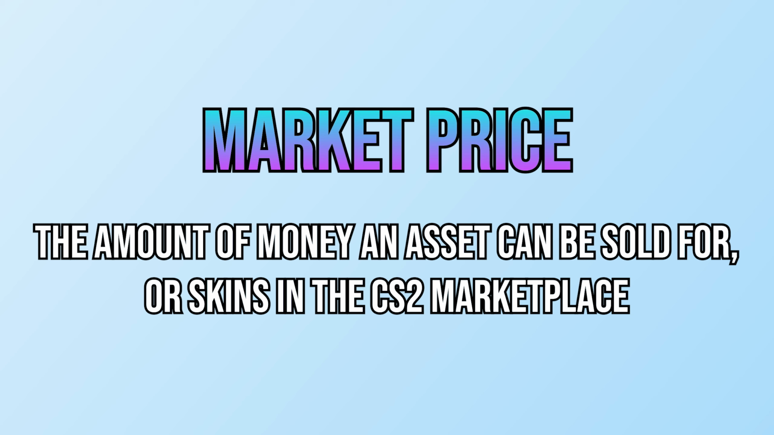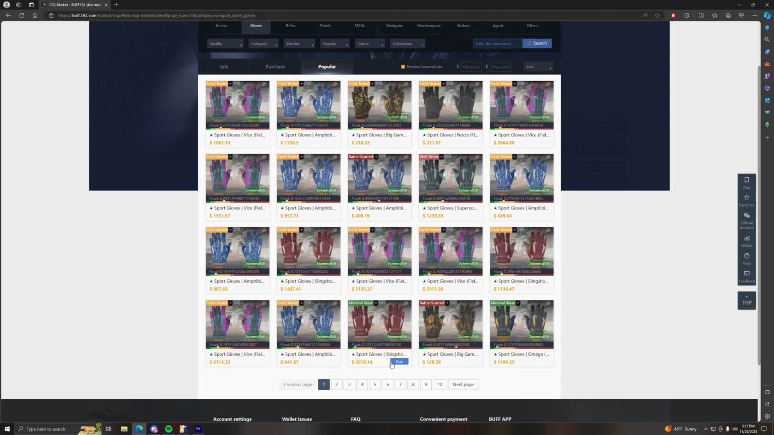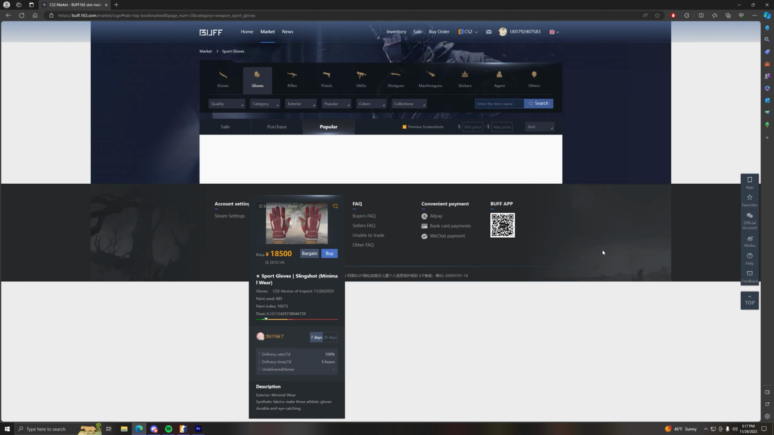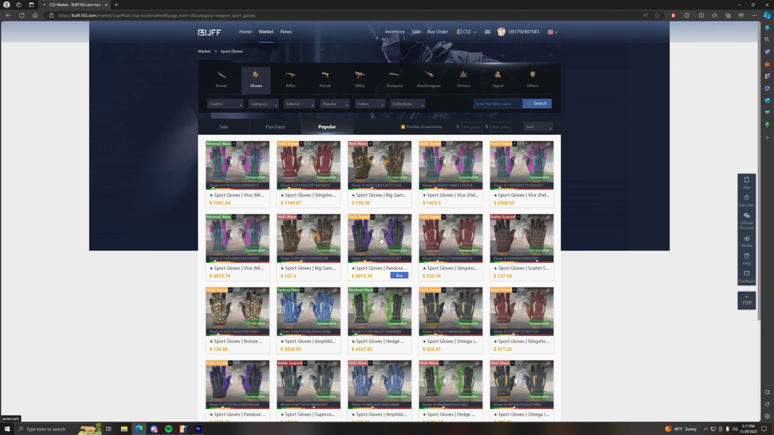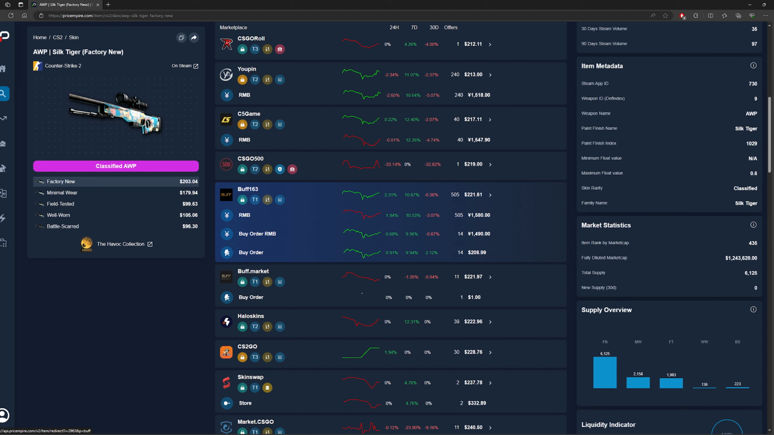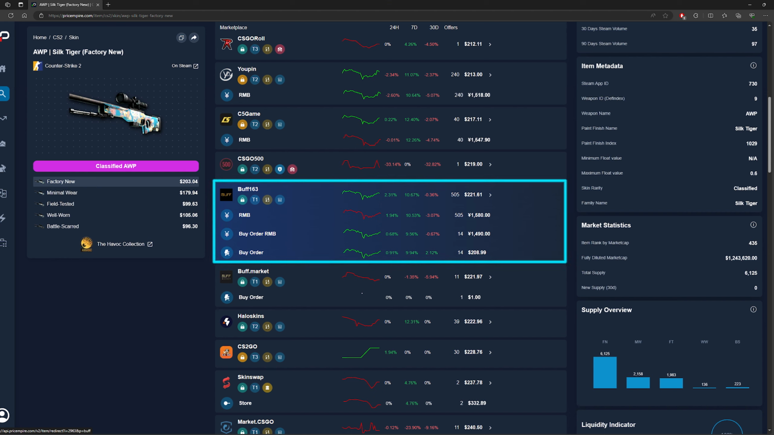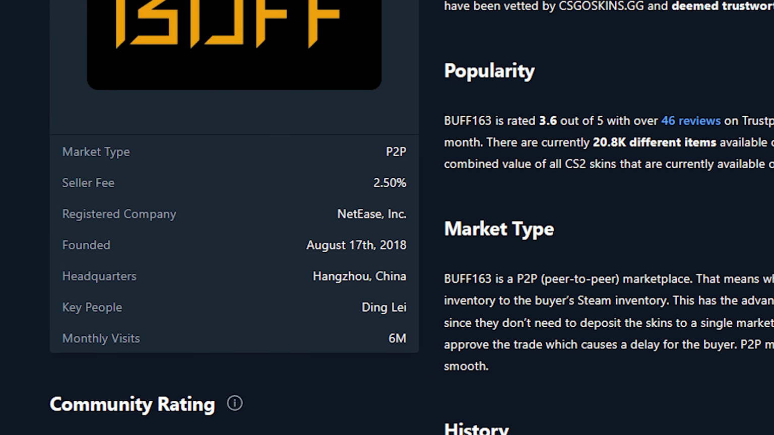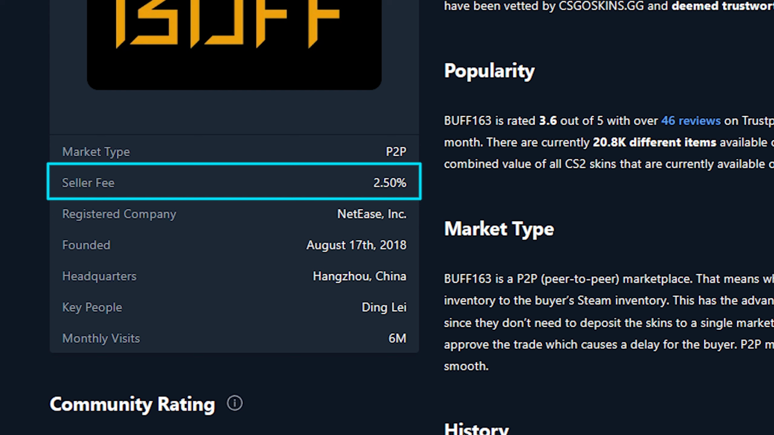Important thing to note is that this website will have the absolute lowest prices out of any third-party market, with a lot of other US marketplaces having prices around 10% higher for the same skins. Price Empire provides prices from Buff163 on their website, so you can still see the prices from there without having to make an account. The selling fee on Buff163 is 2.5%, which is the cut that the website takes if you sell anything using their platform.